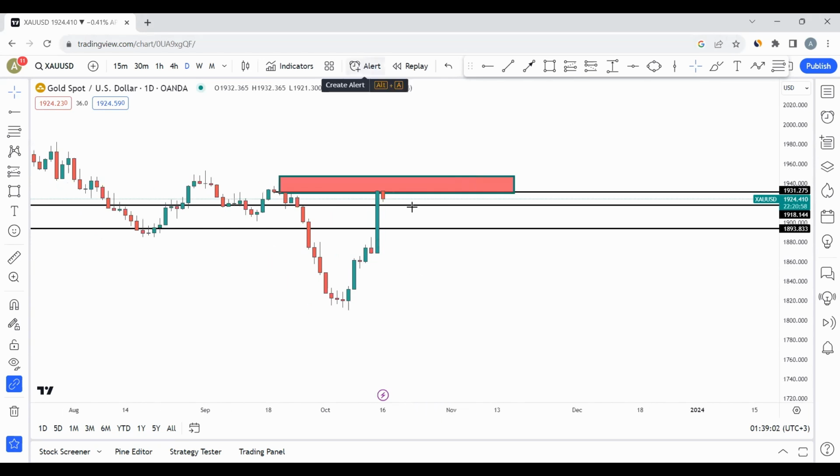So the structure has to come back to my side because the structure currently has broken above the neckline. These two lines are the necklines. So I want it to come into the neckline, react to show us that this level here is significant. Weak momentum into this zone here or a lower high, and we close below.